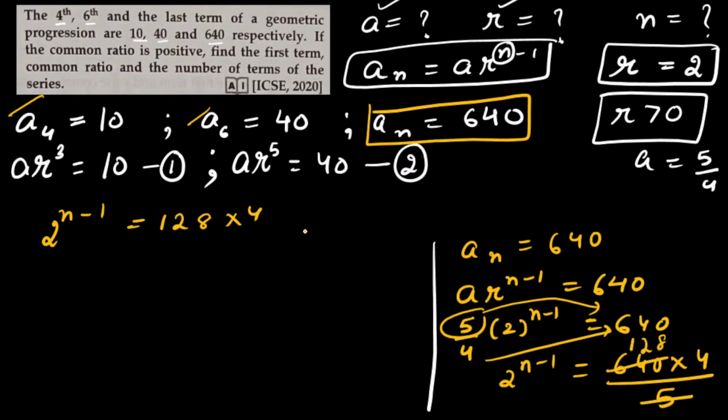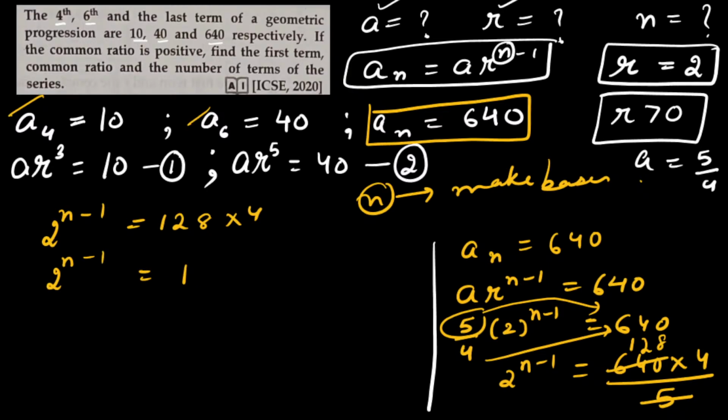See, bases I have to make the same. I have told you earlier also, whenever we are solving for the value of n, we'll make the bases the same on both sides. Then we can equate the powers and find the value of n. So here I have base 2, and on the other side also the base should be 2.